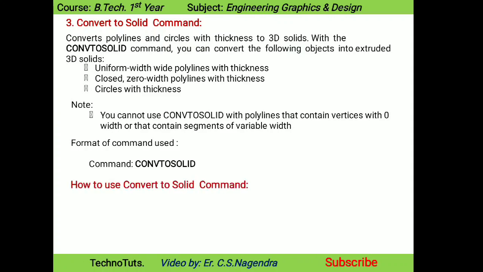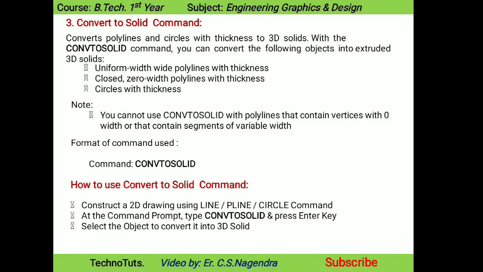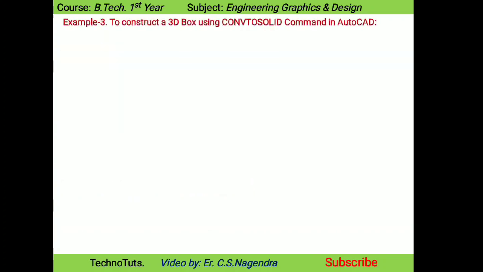Format of command use is convert to solid. Let us see how to use convert to solid command. First you have to construct a 2D drawing using line, p-line or circle command. Now at the command prompt type the convert to solid command and press enter key and select the object to convert to solid. The object will get converted into solid.